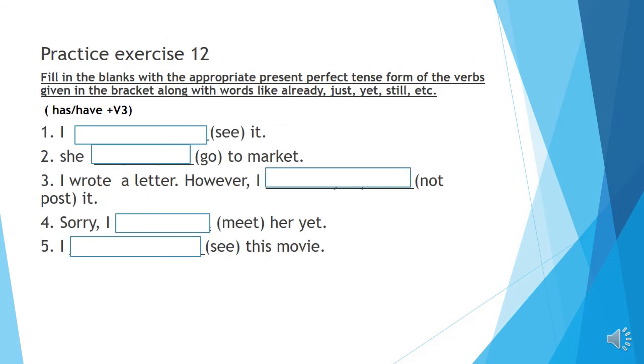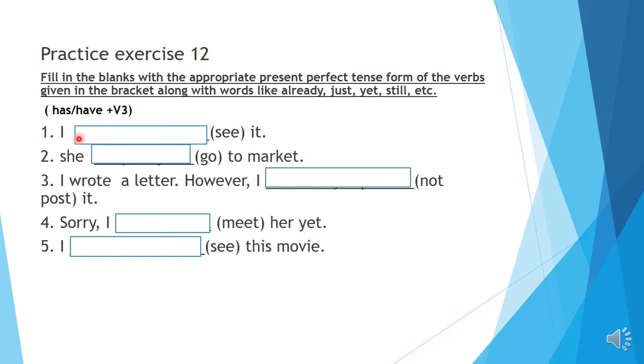Now let us do practice exercise 12. Fill in the blanks with the appropriate present perfect tense form of the verbs given in the bracket along with words like already, just, yet, still, etc. Children, here we have to use the proper present perfect tense, and also we have to use any one of the words already, just, yet, still, etc. Okay, here we have 5 questions. Let us see one by one.